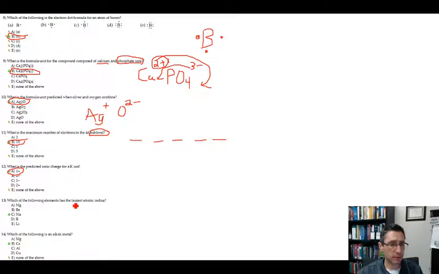Number 13, which of the following elements has the largest atomic radius? Okay, this is about remembering the trends here. Up and to the right is getting smaller. So if I want the largest one, I want the one that is the most to the left and furthest down. Right? Up and to the right is small, so down and to the left is large. And sodium is the furthest to the left and, you know, the lowest, at least comparing it to these other possibilities.